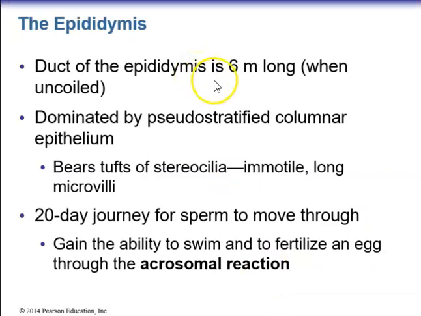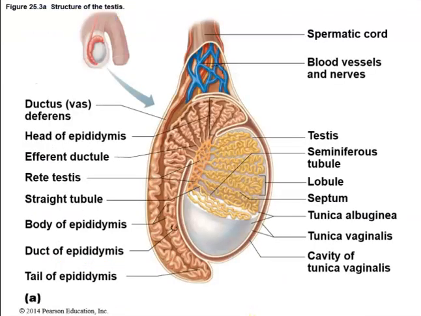Now the duct of the epididymis is about 6 meters long when uncoiled, and it is dominated by pseudostratified columnar epithelium. This epithelium will bear tufts of stereocilia, which are immotile long microvilli, and it's about a 20-day journey for sperm to move through the epididymis. They are able to gain the ability to swim and to fertilize an egg through a reaction called the acrosomal reaction.